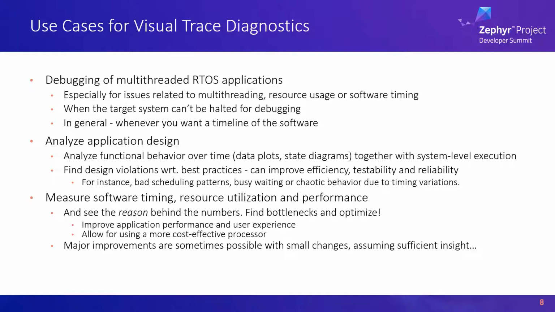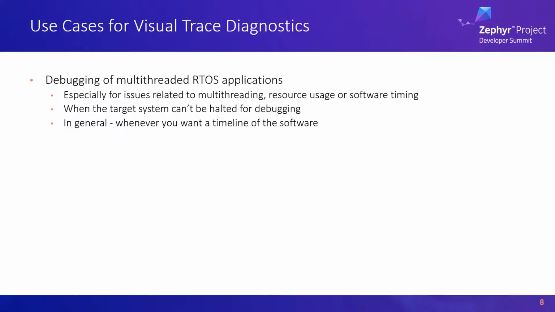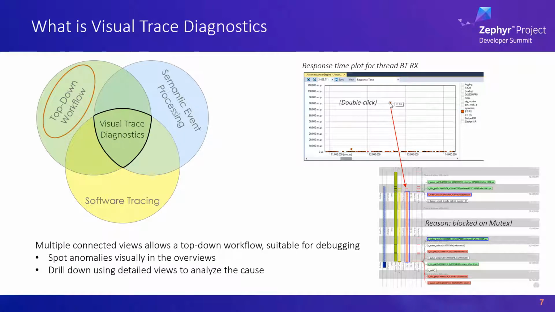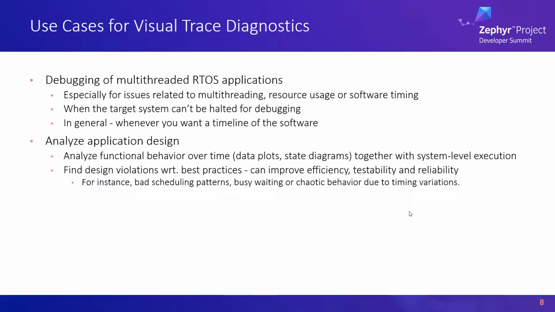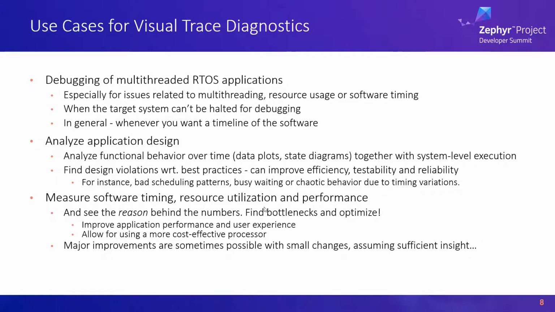And of course, a tracing solution can be used to measure software timing, resource usage, performance, and other quantitative things like that. But the really cool thing is that with a more advanced solution like this, you can also see the reason behind the numbers. Like I showed you before, here we have this high response time. That's interesting to know, but you can also see why by focusing on this in the trace view. So this way you can find bottlenecks and optimize the application for much better performance.